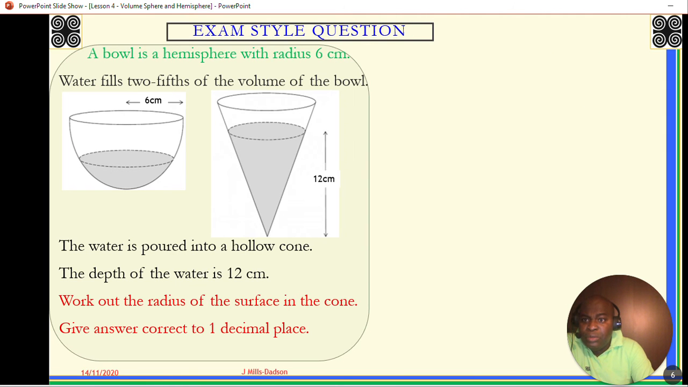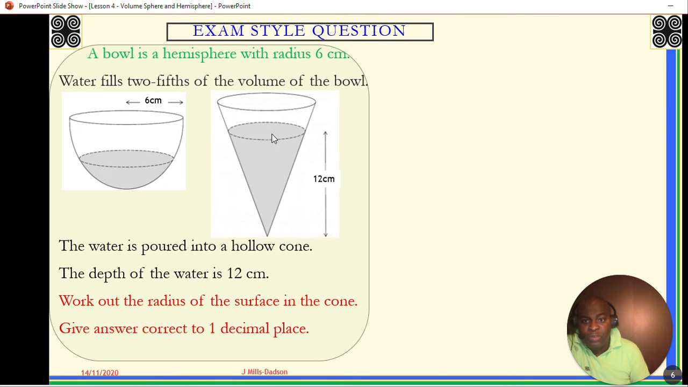We have a bowl, and the bowl is a hemisphere with a radius of 6 cm. Water fills 2/5 of the bowl, so this water is 2/5 of the entire hemisphere bowl. The water is poured into a hollow cone, and the depth of the water is 12 cm. Work out the radius of the surface in the cone.